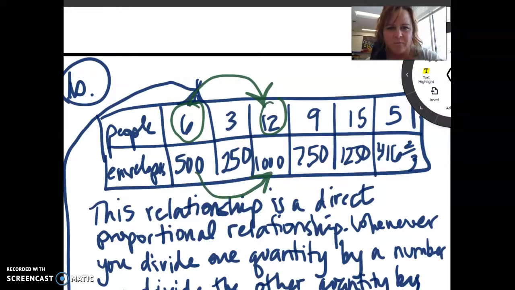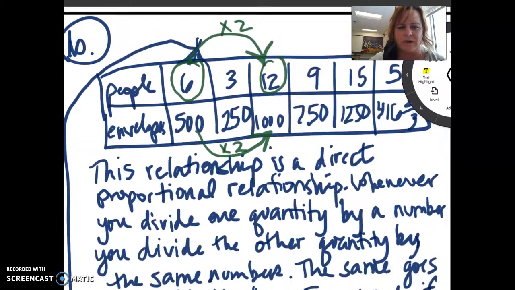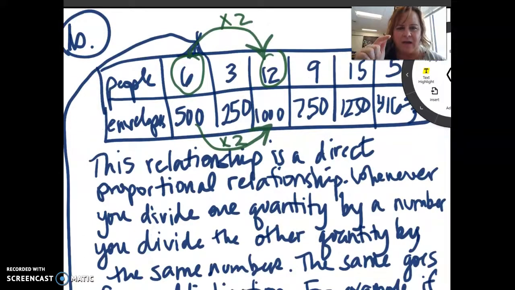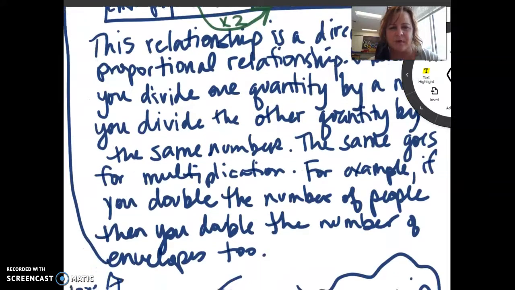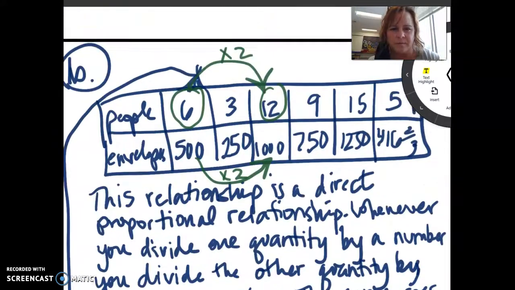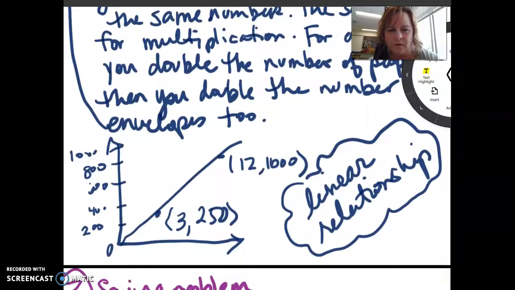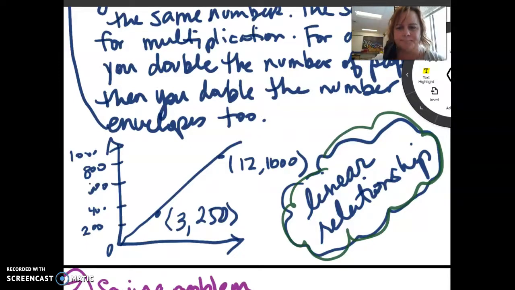In fact, when we go from 6 to 12, we're multiplying by 2, and the same thing's happening when we go from our envelopes 500 to 1,000. So it's a direct proportional relationship. Whenever you divide one quantity by a number and then you divide the other quantity by the same number, you get this proportional relationship. And the same goes for multiplication. For example, if you double the number of people, then you also double the number of envelopes too. Then we end up with this lovely straight line, this nice example of a linear relationship.